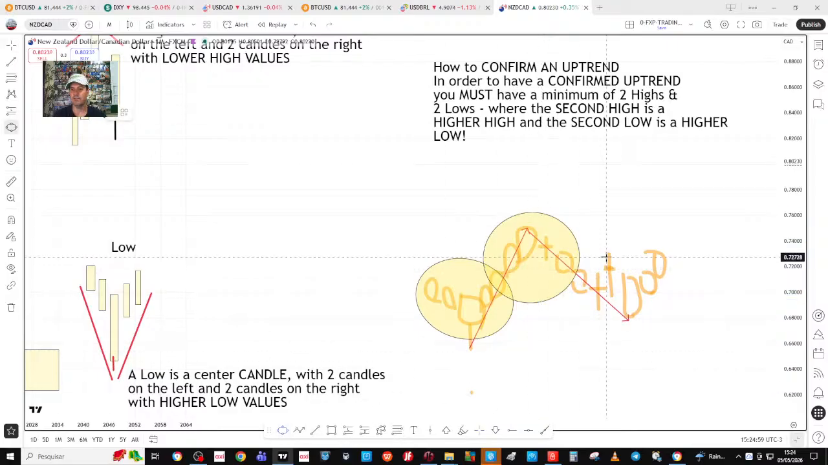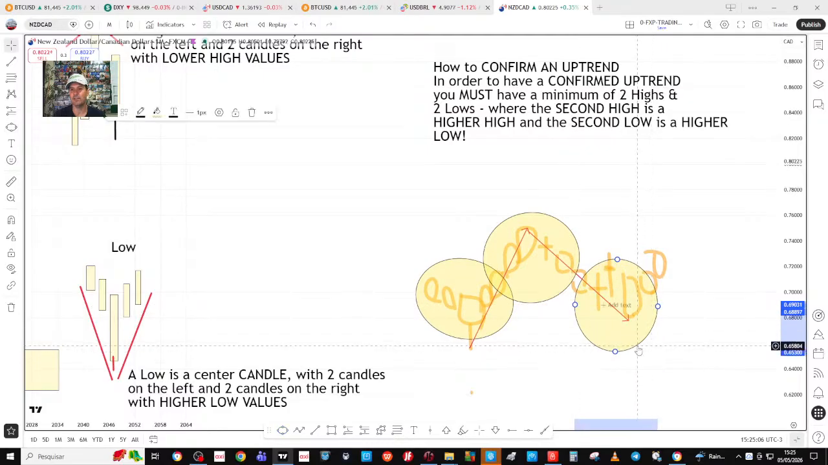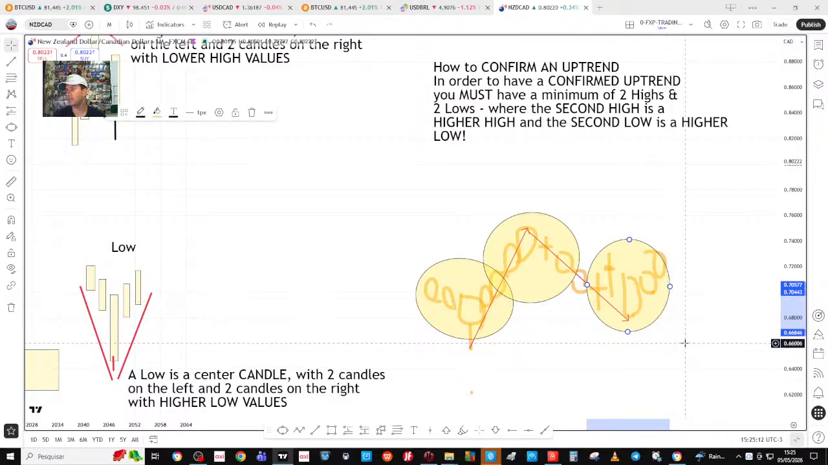And now, I'm doing this on purpose, I'm charting different candles because James was mixing candlestick formations with candles. And now you have a low with 2 candles on the left and 2 candles on the right with higher low values, you know.